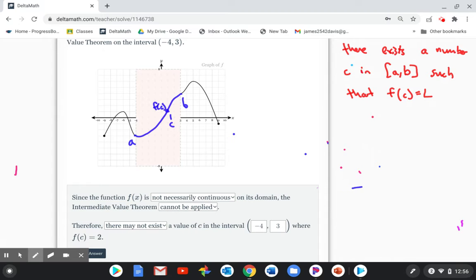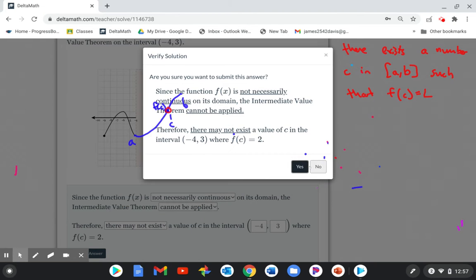However, it's not necessarily continuous. So for all we know, maybe there's a hole right there at 2. We can't say for sure. We don't know about this function. So since we can't say for sure, we can say there may not exist or there may exist. The wording, again, is a bit confusing, but we're going to say there may not exist. We can't say for sure that it does not exist. We just know that we can't tell for sure. So that's what we're going to go with.